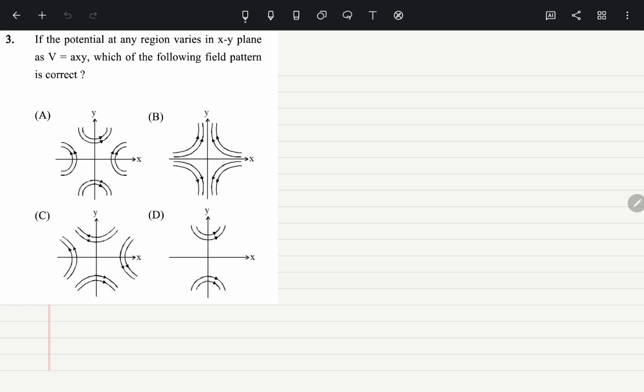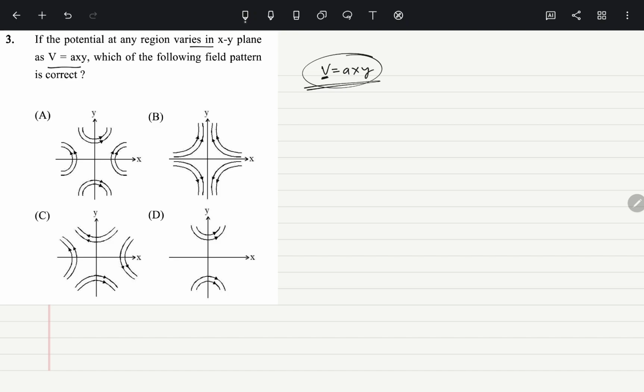Okay, question number 3. If the potential at any region varies in xy plane, V is equal to AXY. So it is again similar to the last question, but this time we need to draw the electric field lines. So first of all, you can see V equal to AXY. We'll try to draw the equipotential surfaces, and from there we can find the electric field lines, because there's a property of electric field lines and potential surfaces: the electric field lines are perpendicular to the equipotential surface.